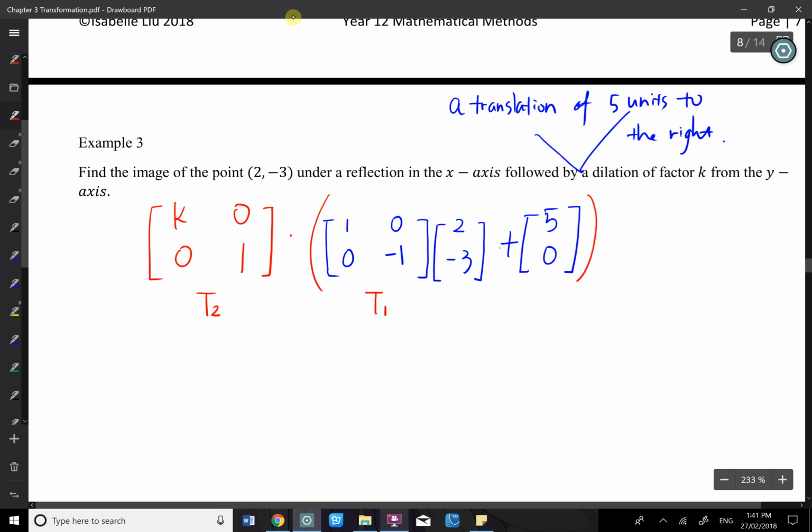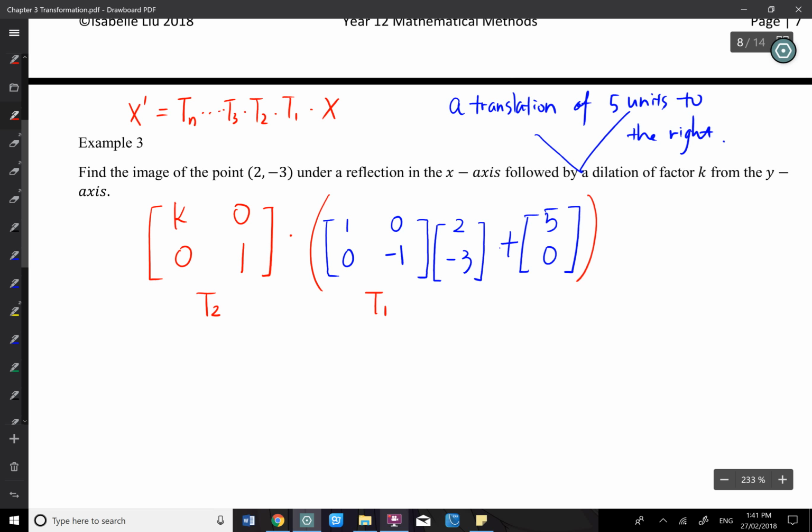So an updated version of this will be x dash equals Tn dot dot dot T3 times T2 times T1 times x. So anything that happens later will be into the front, not after. Well, if you swap T1 and T2, the answer will be different. It must be like this.